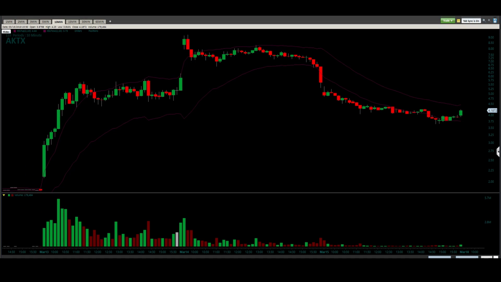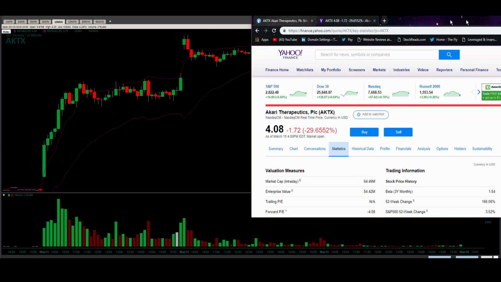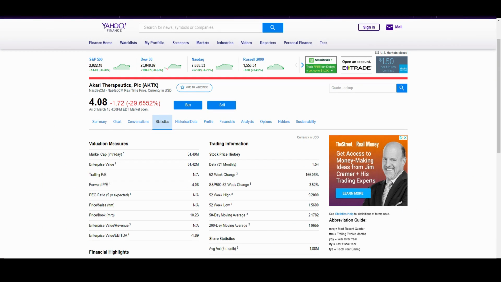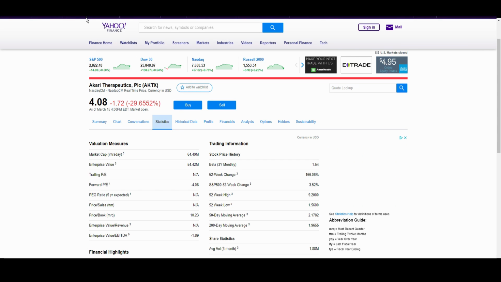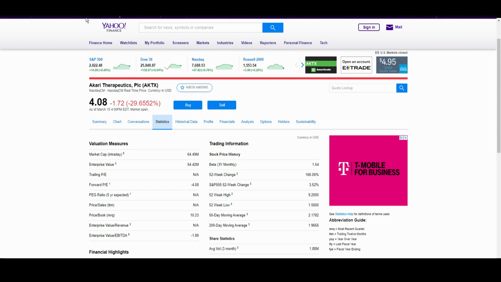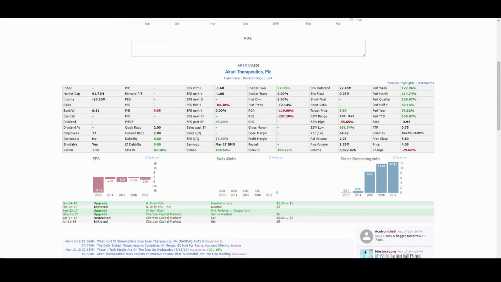So the ticker we're going to be looking at today is ticker symbol AKTX. If I pull up FinViz and Yahoo Finance, whenever I look at a stock, I always want to see what the float is, the shares outstanding, and the average true range. You can look at both if you want. The majority of the time, I just look at FinViz.